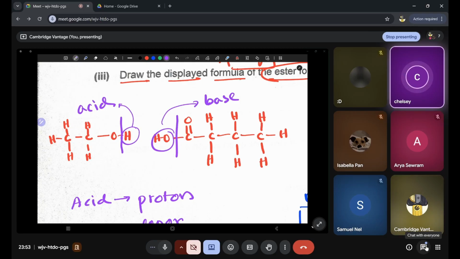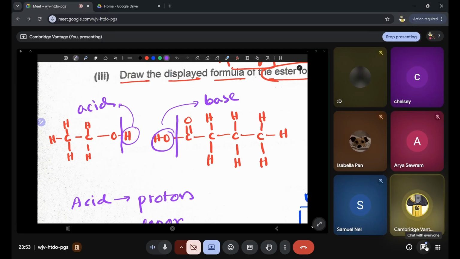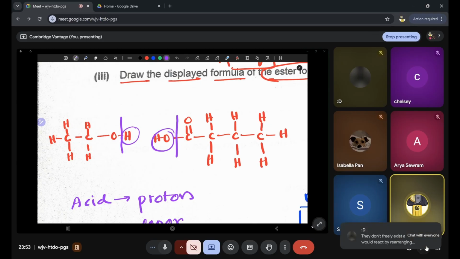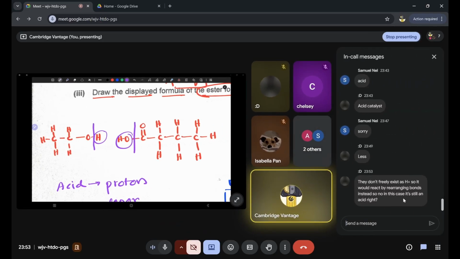No. I would say no. Okay. So Chelsea is saying no, it's not the case. But why is that the case? Why are we saying that the acid, they don't freely exist? So it would react by rearranging bonds instead. So no, in this case, it's still an acid. Yeah, you are correct. All of you are correct, or your interpretation of the question is correct.